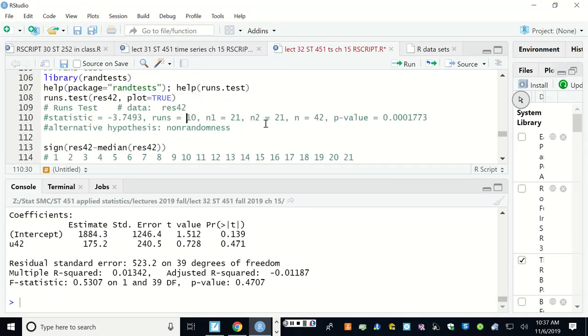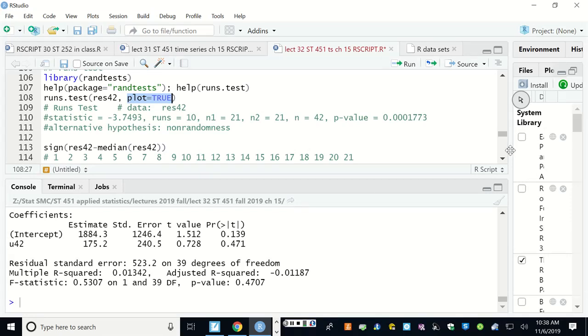The useful thing here is that this plot shows you the 42 observations and where it has broken them into runs. So it's kind of a neat little graphic. And it shows you the median line that it's using as reference. So the plot actually helped me understand what it was doing.